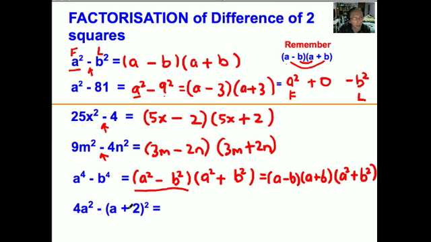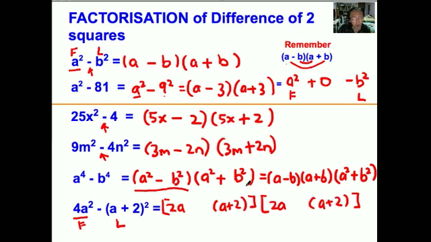In the last example, we have 4a squared minus brackets a plus 2 squared. This is also a difference of 2 squares. The first term is 4a squared, that is 2a times 2a. And the last term is a plus 2 squared, so we have a plus 2 times a plus 2. And again we have one side is minus and one side is plus.